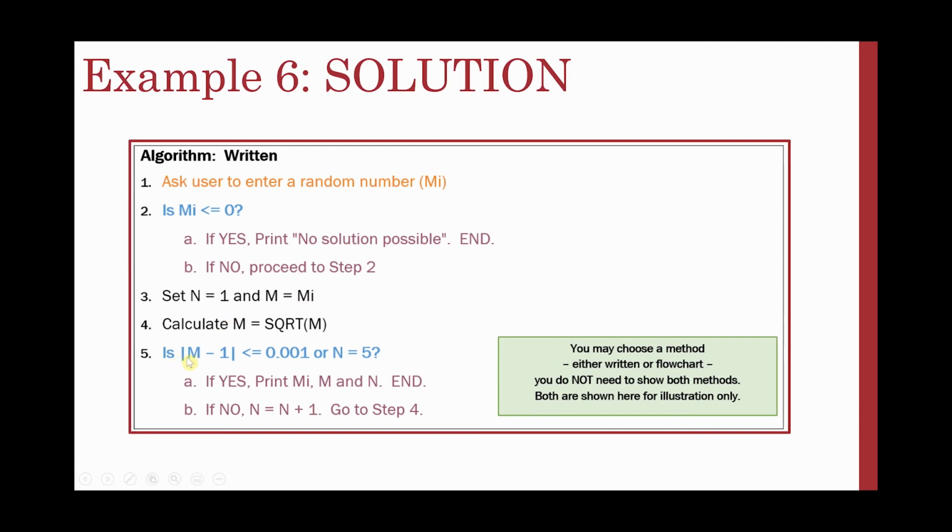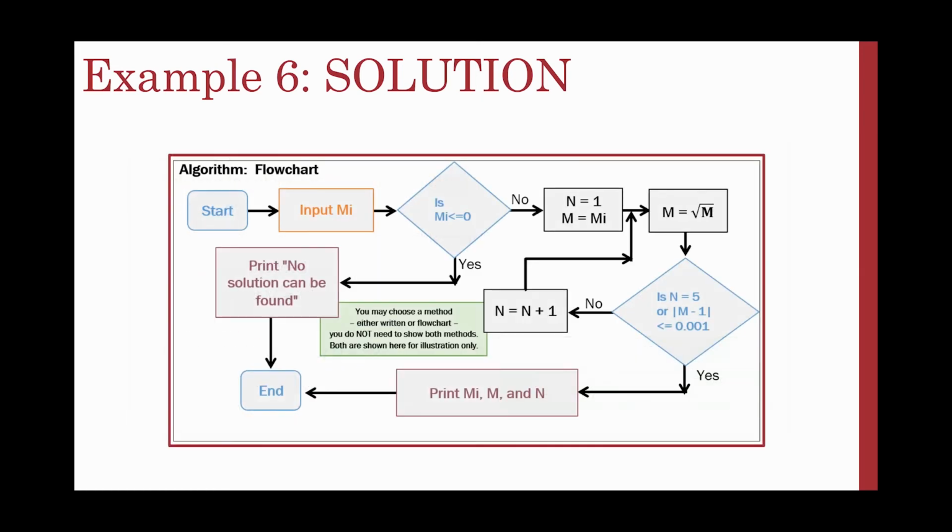And then we're going to ask if the absolute value of m minus 1 is less than 0.001 or n is equal to 5 to calculate this loop. If this is true, our code would end. If this is not true, we'd proceed with the number of loops as many times as we needed. So if it was true, then we're printing mi, m, and n and ending. If not, we're adding 1 and going back to step 4 and continuing this until n is equal to 5.